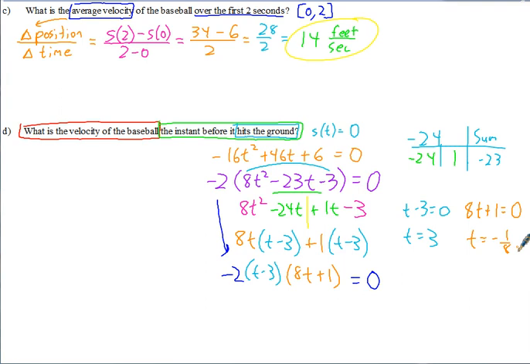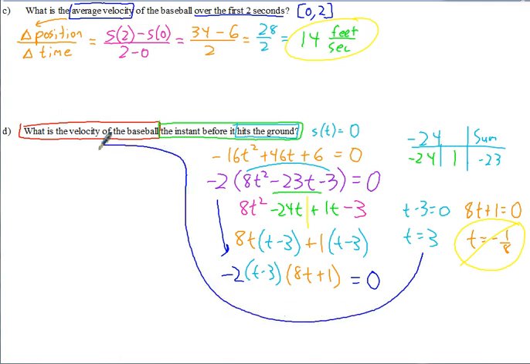So we got two answers, but let's think about if they make sense. Well, t equals 3, that'd be 3 seconds after the baseball is released. T equals negative 1/8 would mean it hits the ground 1/8 of a second before the baseball is thrown. Now that doesn't really make sense because we don't have negative time, we're not going backwards in time. So negative times will not make sense in these real world problems. So we take t equals 3.